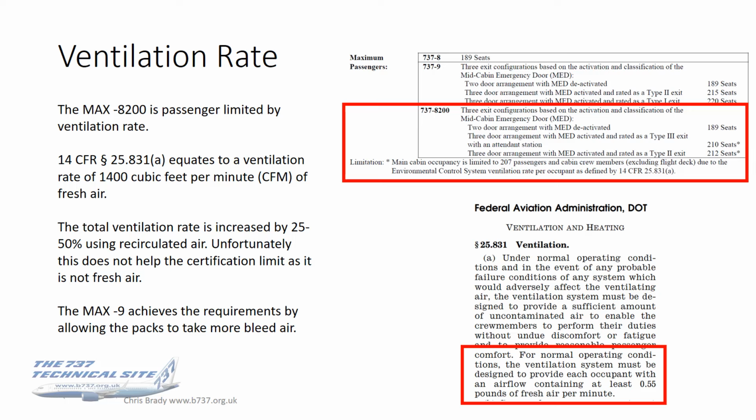The total ventilation rate is further increased by 25 to 50% using recirculated air. Unfortunately, that doesn't go toward the certification limit, as it's not fresh air, it's recirc air. The MAX 9, which, as you can see above the highlighted section on the right there, has passenger figures of 215 and 220. That achieves the requirements by allowing the packs to take more bleed air. So that's how it gets the fresh air requirement.